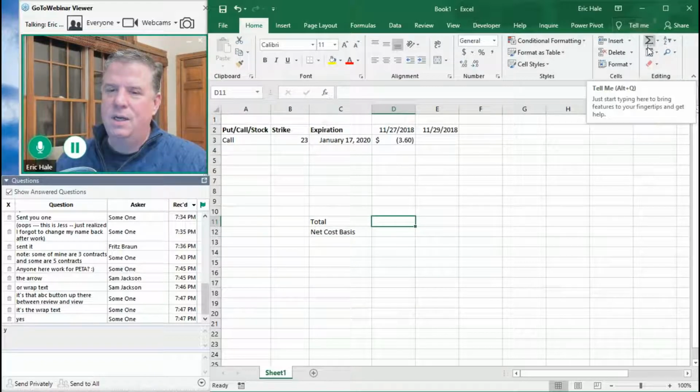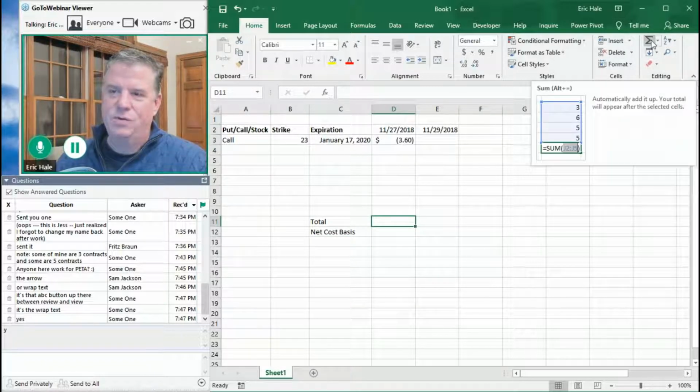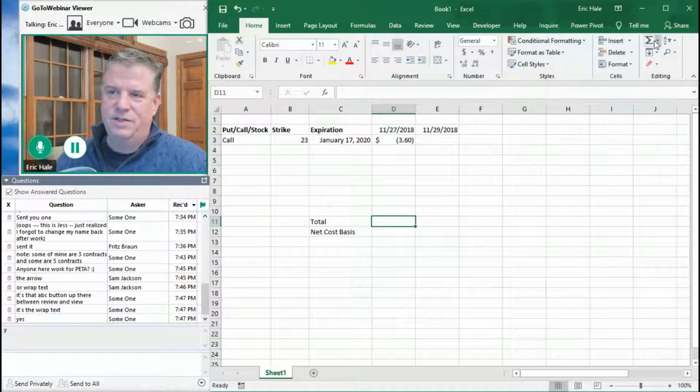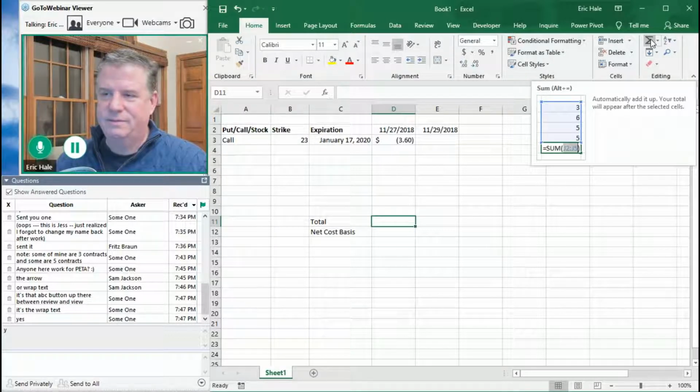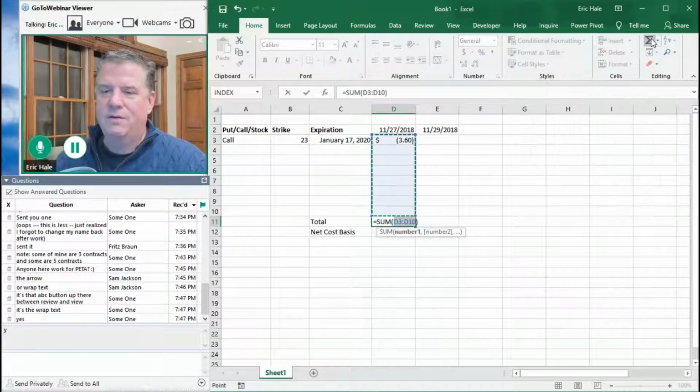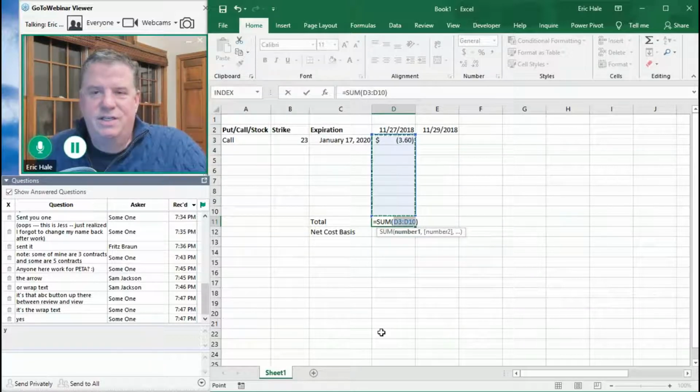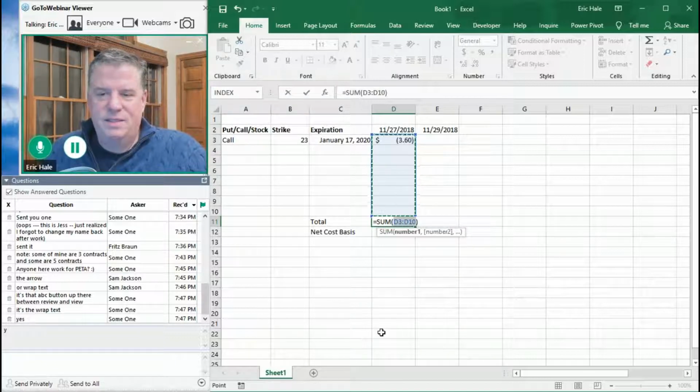For the total, this is a really handy tool, this little sigma, the Greek letter. Sigma represents a sum. If I just click that, it's going to create a sum. Now, you'll see what is known as a function. The function is sum. It says equals sum, parentheses, D3 through D10. So it's going to take everything in that column.